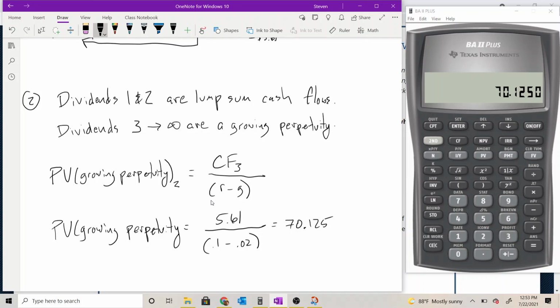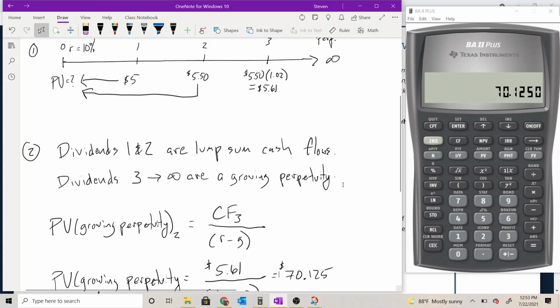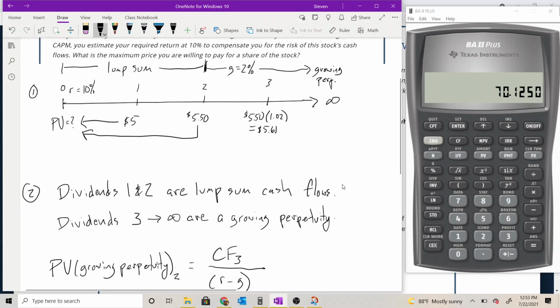I'm not going to round it to the nearest penny yet because we're not quite done with this, and I want to reduce rounding errors as much as possible. Okay, so the present value of dividends 3 through infinity is $70 and about 13 cents. Right? So if we were to put this back up on our timeline, what we did is took this infinite stream of cash flows and we found the present value of it, but we found the present value as of end of year 2. Right? So it goes right here on our timeline.